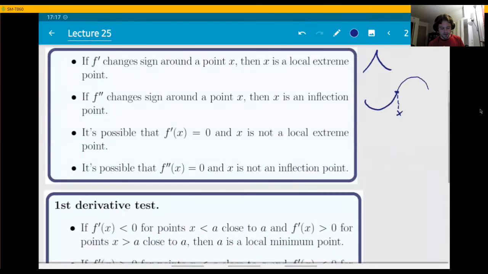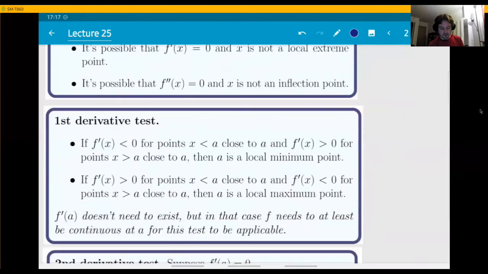All right. Now there are certain derivative tests that we should be aware of. The first one, we basically just mentioned it. If you have a point A such that the derivative is negative for points smaller than A and close to it, and the derivative is positive for points larger than A and close to it, then this A must be a local minimum point. And similarly for local max, you just change these signs here. The derivative was positive before and then becomes negative after.